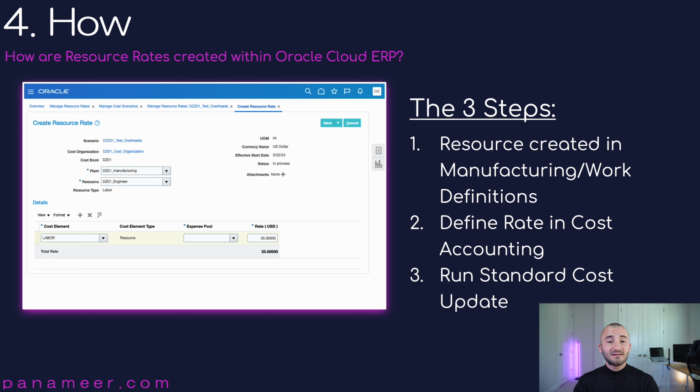Then we run the standard cost update. It does not matter if you use standard cost for your business or actual costing. The resource rates are always managed in cost scenarios. Cost scenarios can also be used for the item standard cost, but do not have to. We can use the cost scenario to define the resource rates, and then we have to run a process that is called update standard cost.